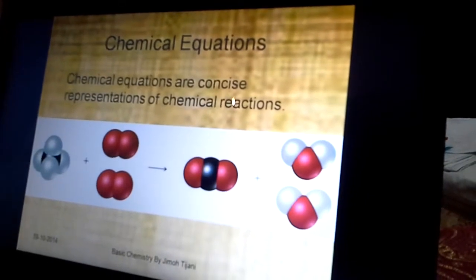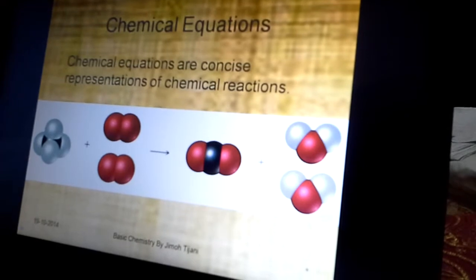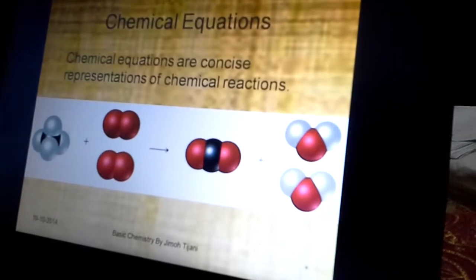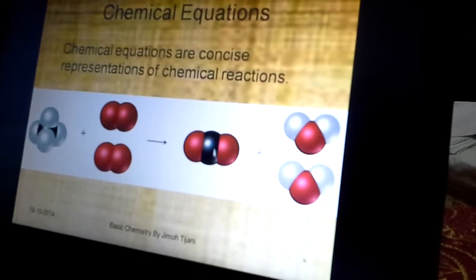Chemical equations are a concise representation of chemical reactions. This is a chemical combustion reaction where you have methane reacting with oxygen to produce CO2 and water.